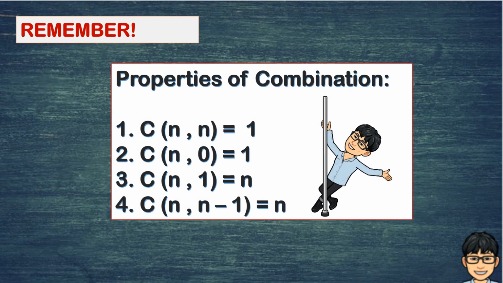So these are the different properties of combination. Number 1, n select n is equal to 1. Number 2, n select 0 is also equal to 1. Number 3, n select 1 equals n. And number 4, n select n minus 1 equals n.